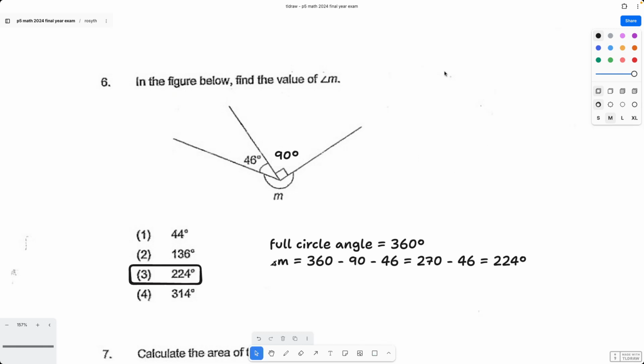So if you want to double check with the working, 270 and then minus 46. So we have 10, so put 1 on top over here, so 10, and then we cancel 7 to make it into a 6. So this will be a 6 instead. So 10 minus 6 is 4, and then 6 minus 4 is 2, and then 224. Okay, there you go. That's the answer.